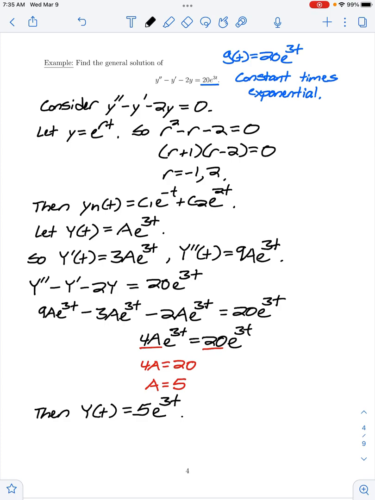And then to find our general solution of this non-homogeneous equation, we would take the sum of our homogeneous solution, which was c1 e to the negative t plus c2 e to the negative 2t, and our particular solution, which was 5e to the 3t.